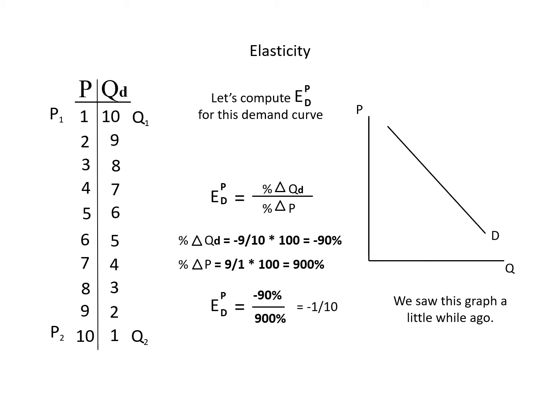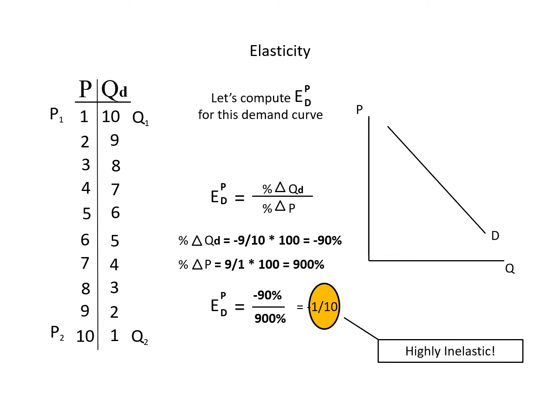The coefficient of price elasticity of demand for this line segment would therefore be minus 90 divided by 900, which is minus 1/10. And since we're looking at the absolute value, then the coefficient of price elasticity of demand would be 1/10. 1/10 is less than 1. So despite the fact that this straight line 45-degree demand curve is not particularly flat or steep, the coefficient of price elasticity of demand indicates that it's highly inelastic.